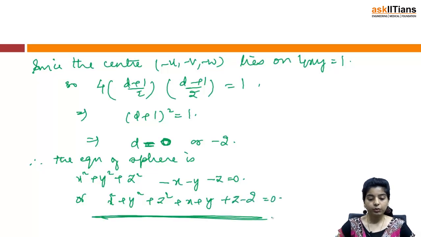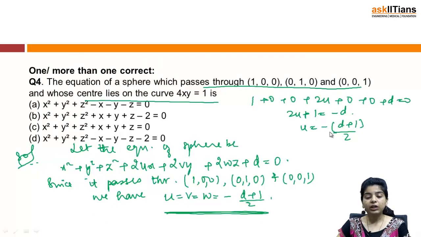So these are the two required equations of sphere. How have we obtained this? Now I have just used d is equal to 0, and my u, v, w we have calculated here is minus of (d plus 1) by 2. So in the first case when d is 0, u becomes minus half. In fact u, v, w all become minus half.